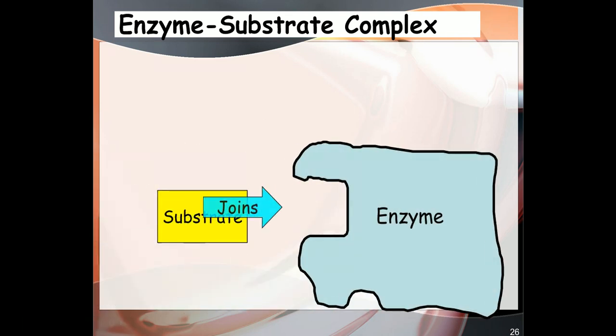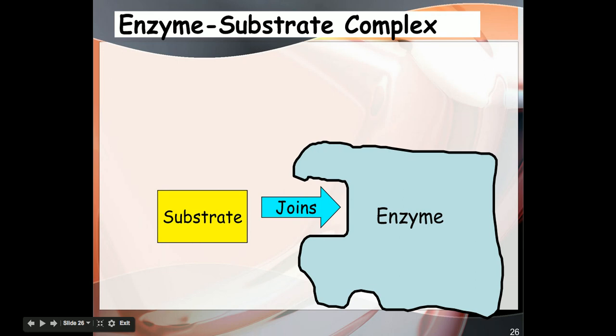Now there's a special term for this. When the enzyme and the substrate join together, they're going to form something called the enzyme substrate complex. It's just the term given to that molecule that has the enzyme and the substrate joined together into one structure.